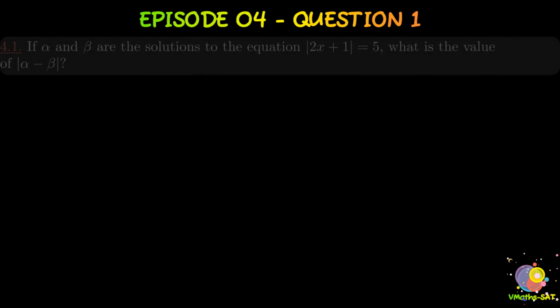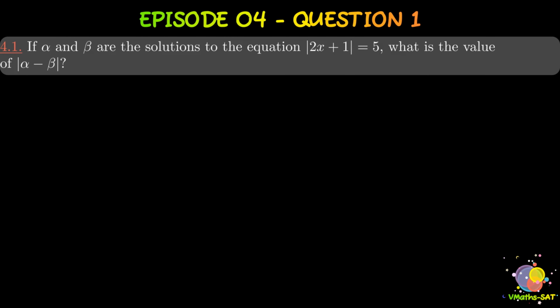If alpha and beta are the solutions to the equation absolute value of 2 times x plus 1 is equal to 5, what is the value of the absolute value of alpha minus beta?